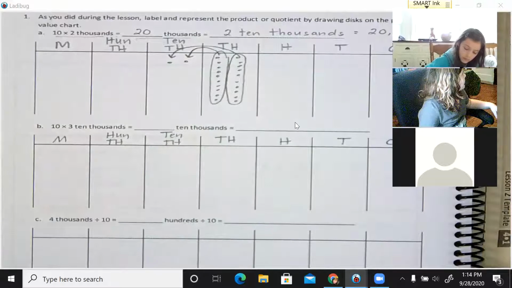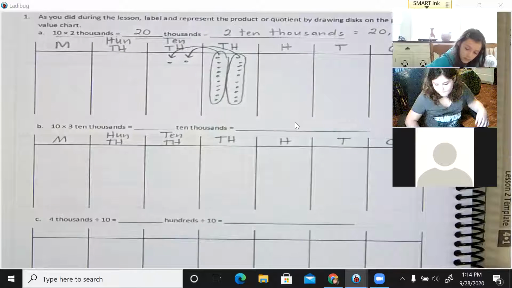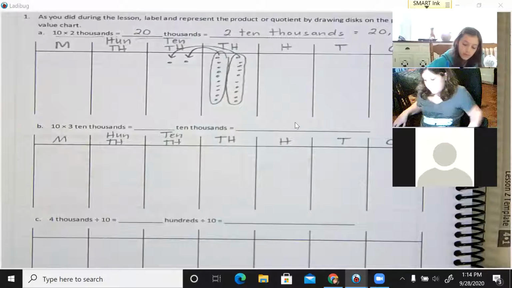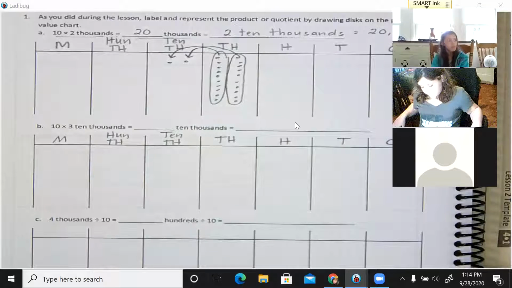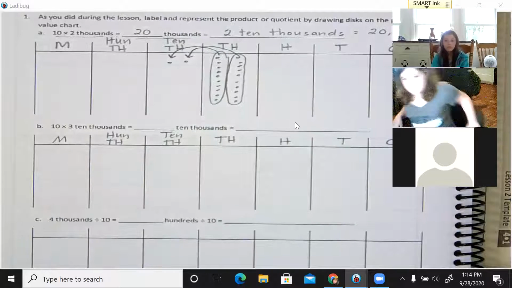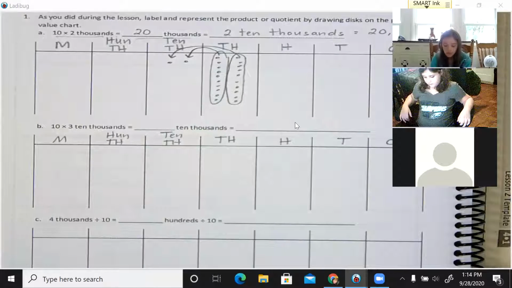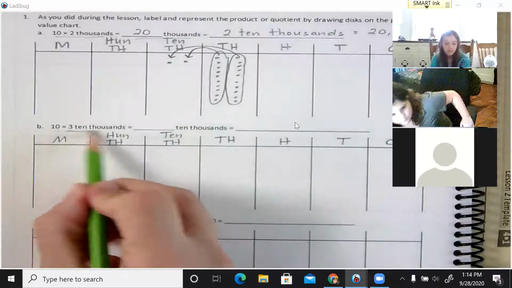Okay, Soren, you want to tell me where I'm going to start? What will I draw first? 3,000. No, thank you, but thank you for asking. Well, I want you to try. Tell me what I'm going to draw first. You are going to draw 30 tens. No. What does this say right here?